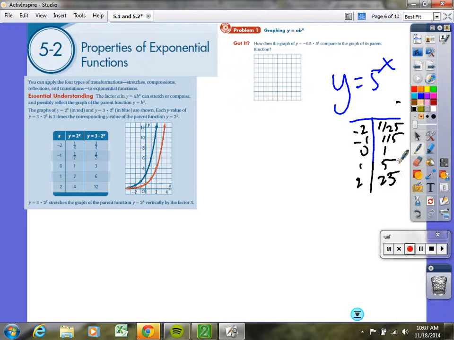Am I multiplying by my common ratio of 5 every time? How does 1/25 get to a fifth? I multiplied by 5. How does a fifth get to 1? I multiplied by 5. How does 1 get to 5? I multiplied by 5. How does 5 get to 25? Does it follow my common ratio?